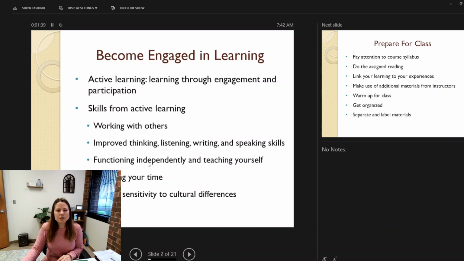Figuring out what works for you, how to be independent, how to study, how to ask for help. That's called functioning independently, figuring out what you need. Managing your time, that was something that we went over in chapter 3. And then gaining sensitivity to cultural differences.